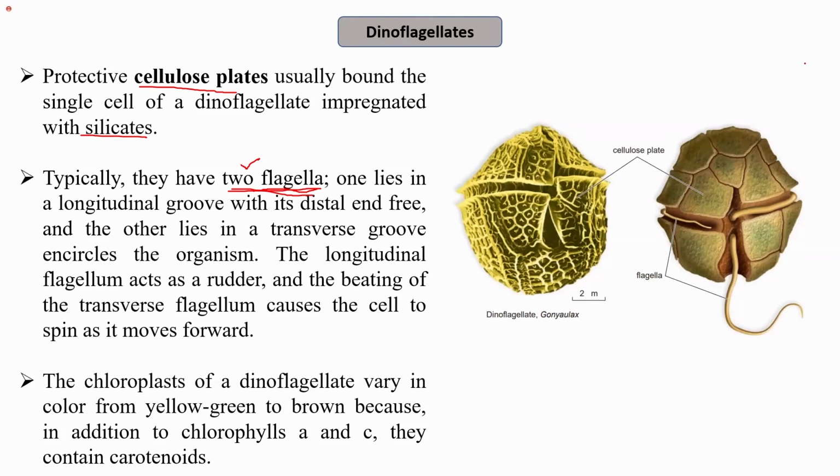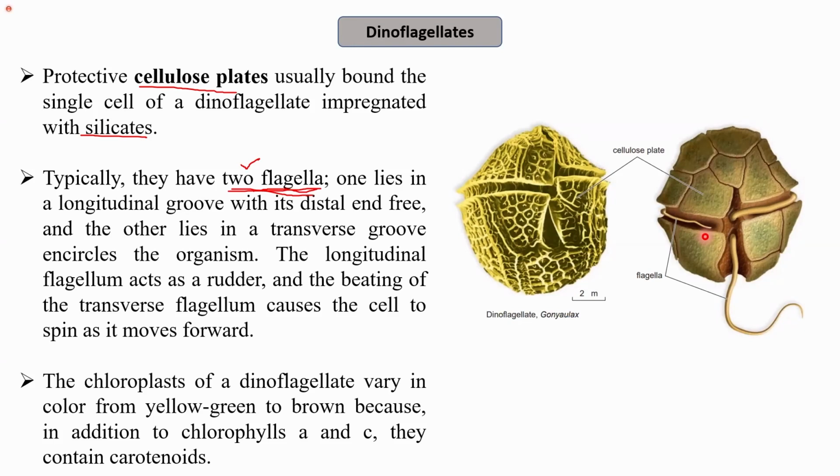So yeah, it is visible here. So we can see here, one is the longitudinal one, the other one is the transverse one. So you can see it here, right? So these are the two flagella which are present. The one is the longitudinal that acts as a rudder, and the other encircles the organism, which is the transverse flagellum, and the beating of the transverse flagellum causes the cell to spin as it moves forward.